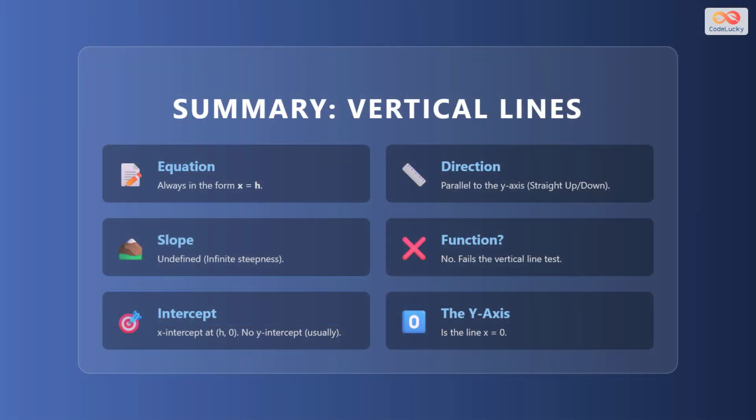Let's summarize. Vertical lines always have the equation x equals h. They are parallel to the y-axis, have an undefined slope, and they are not functions. Their x-intercept is always at (h, 0).